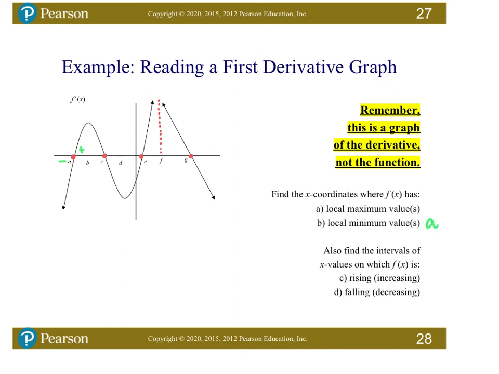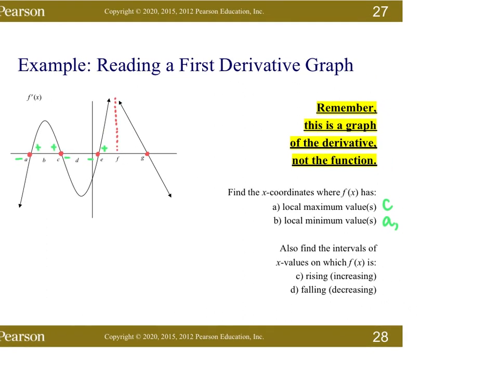And then the next place is changing from a plus to a minus. That's a max, so I have a max at C. And then E is a minus to a plus. Okay, below the x-axis to above the x-axis, that's another min, so I'm going to add that to the list.